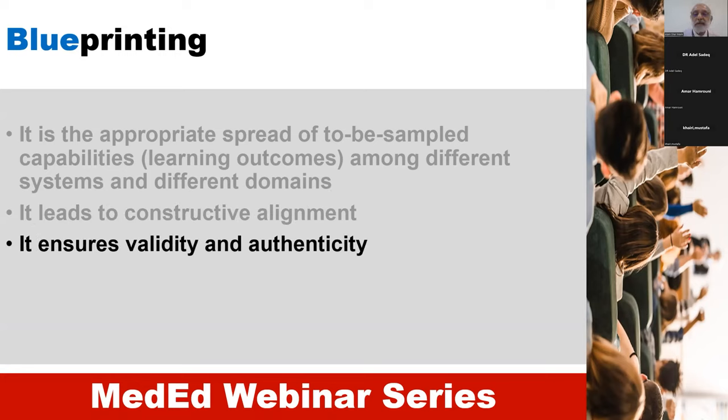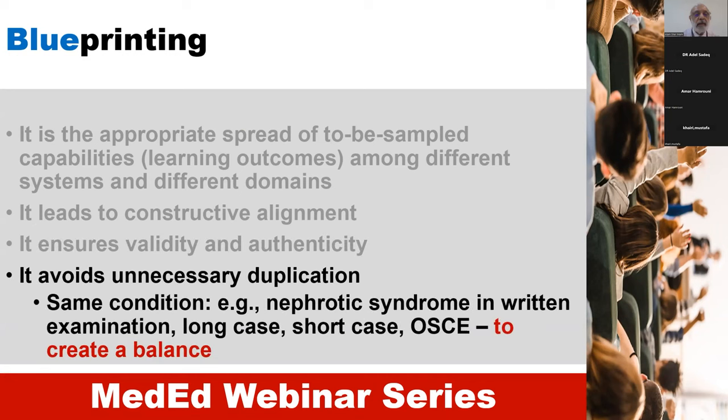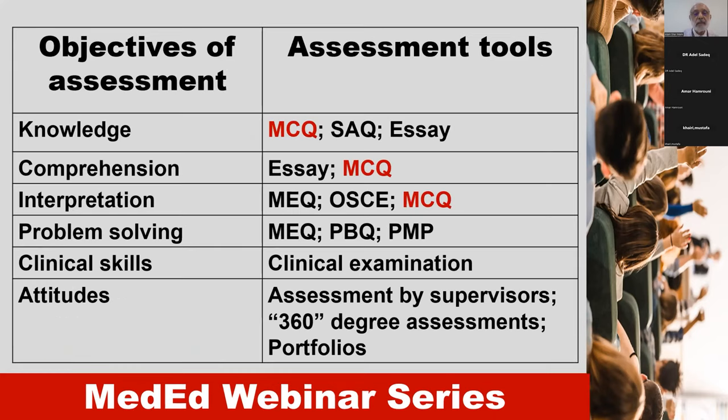It ensures validity and authenticity, and it avoids unnecessary duplication, because otherwise the same topic may be examined multiple times through different assessment methods. So therefore, blueprinting creates a balance among the capabilities which are being assessed. Different objectives of assessment need different assessment tools. For example, multiple choice questions can assess knowledge, comprehension, interpretation, and to some extent, problem solving.